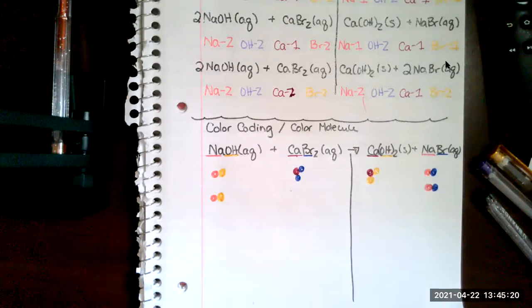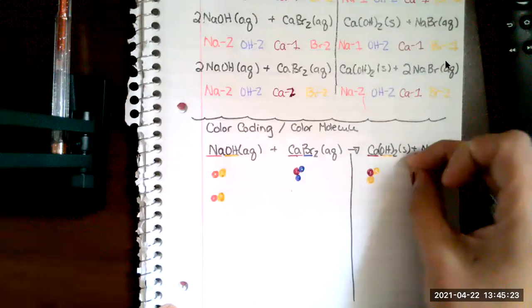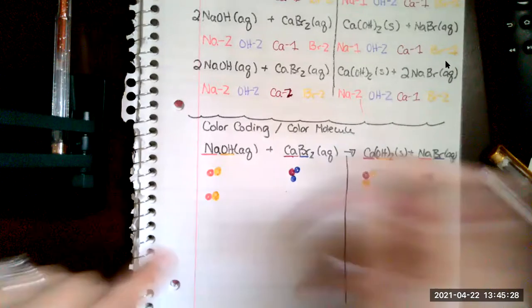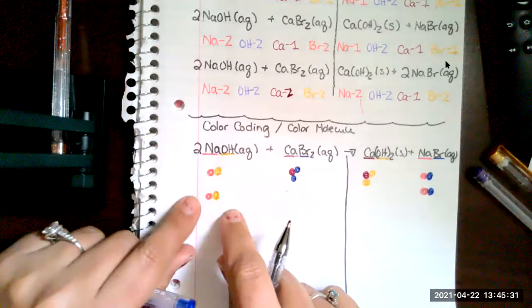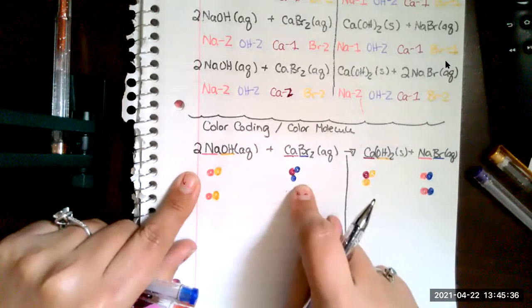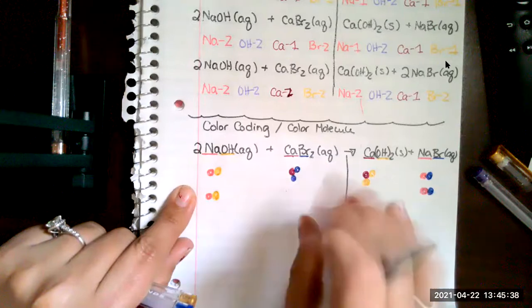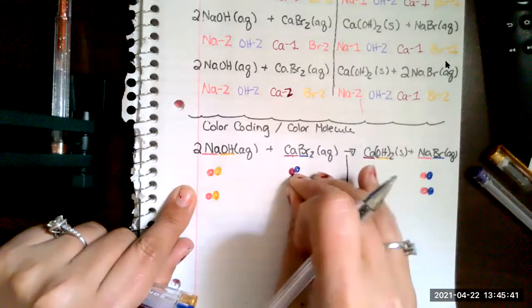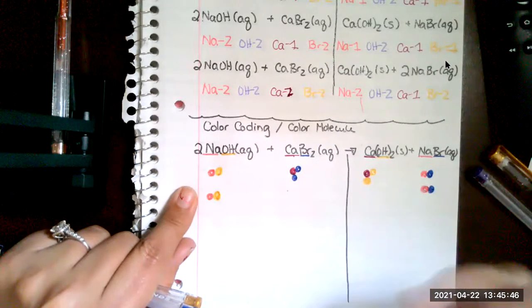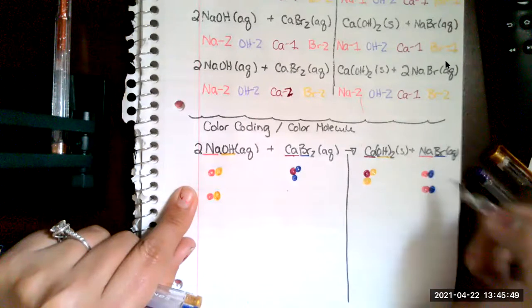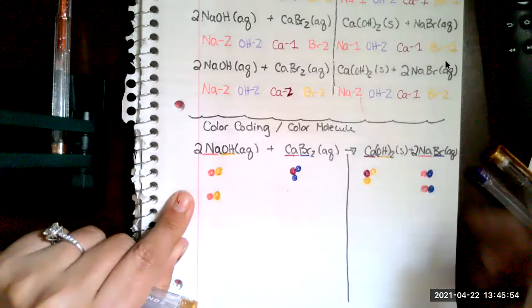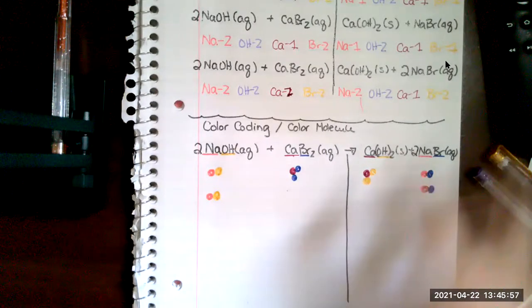Now I can go back and write my coefficients. And what I've done is visualize my coefficients. So I have 2 down here. So my coefficient is 2 because that tells you how many you need. I need 2 of the molecule, so I write 2 out front. I need 1 calcium bromide, so I don't have to write it as a coefficient because coefficients only start at 2. I have 1 calcium hydroxide, and again, I don't have to write it as a coefficient because coefficients only start at 2. I have 2 sodium bromides, so I write a 2 in front of my sodium bromide because I need 2 of them. And that's the basis of the color coding method.